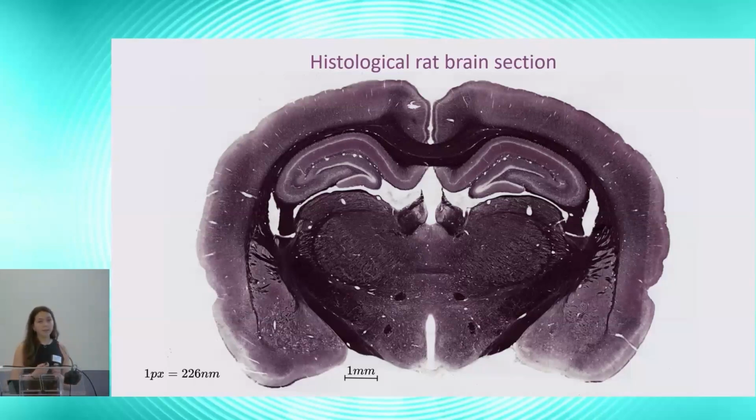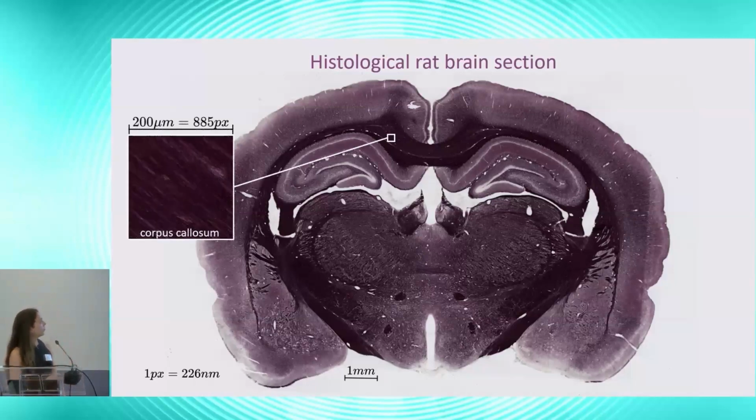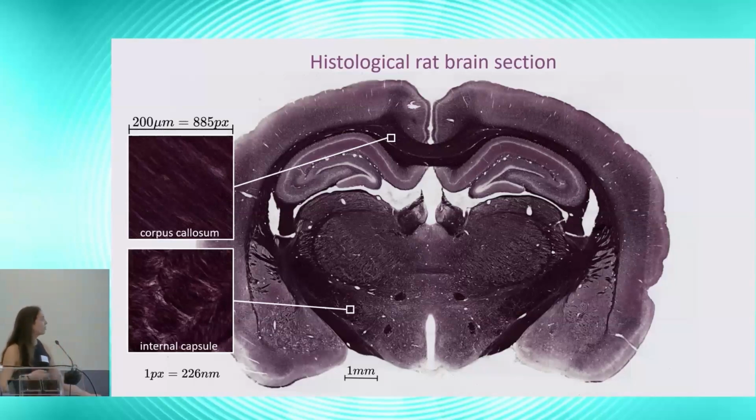So here we have a histological rat brain section, 30 micrometers thick, that has been stained for myelin. Myelin surrounds most of the axons in the brain. So by staining myelin, we are able to infer the location and distribution of the myelinated axons. If we look closer, for example, at the corpus callosum or internal capsule, we have areas that are highly myelinated and that represent really different axonal distribution.